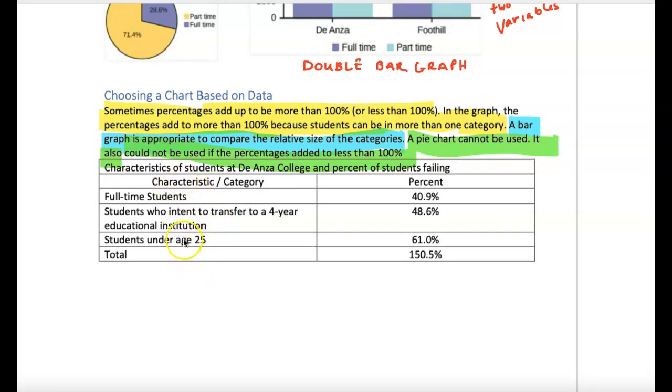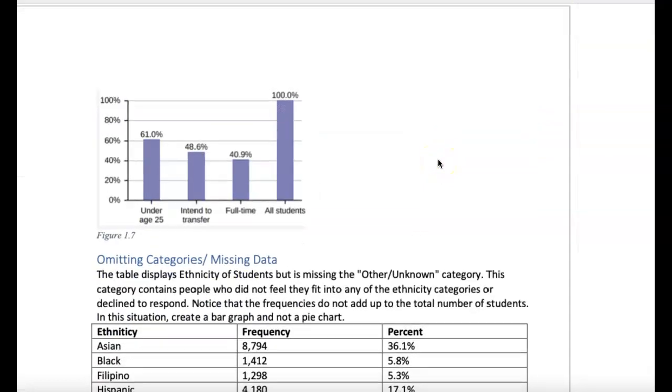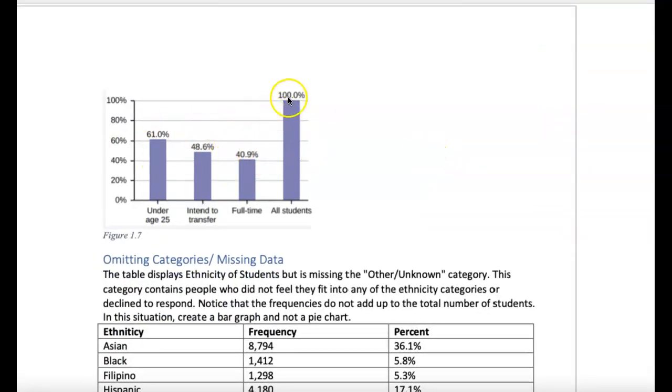Each student can be in one or in more than one group. You can be under 25 and a full-time student. That's why that doesn't add up. But you could see here a bar graph. Notice all students 100%, and then you see the distribution here, right?